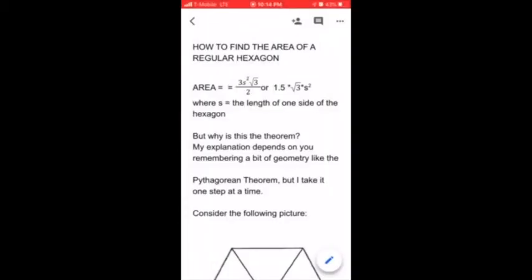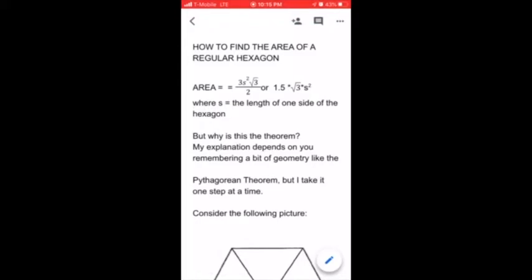I want to show you how to find the area of a regular hexagon. Maybe you're doing some geometry homework, maybe you're building something that has hexagons in them. You'll need to know how to find the area of a hexagon. Now the formula is 3s squared times the square root of 3 over 2.